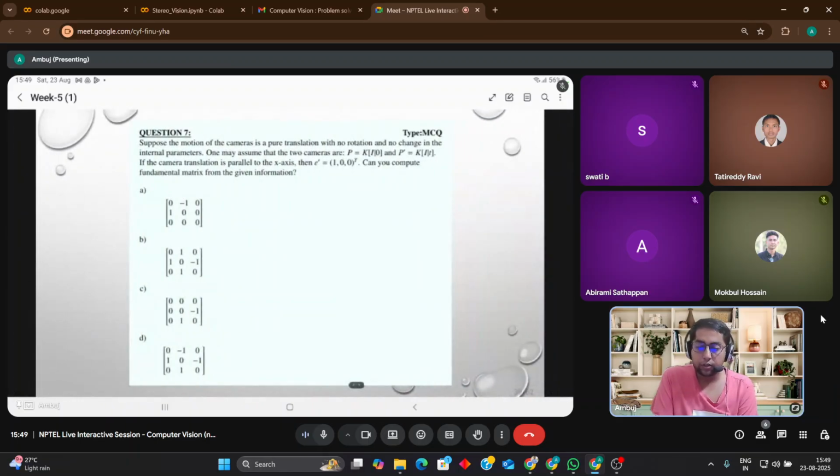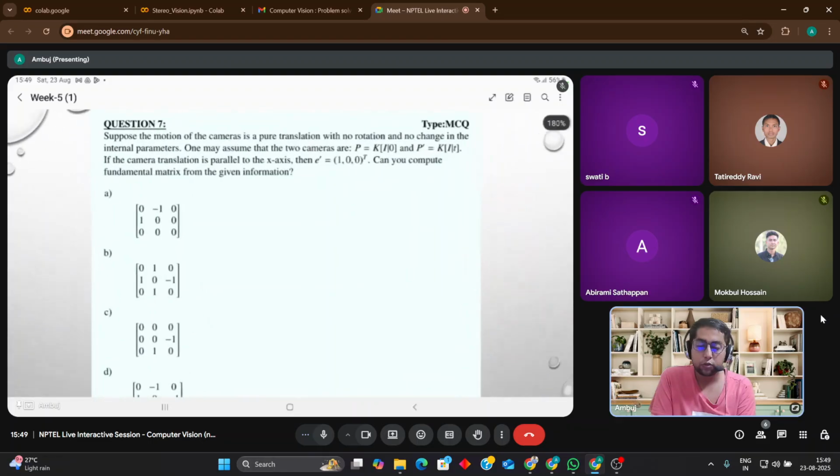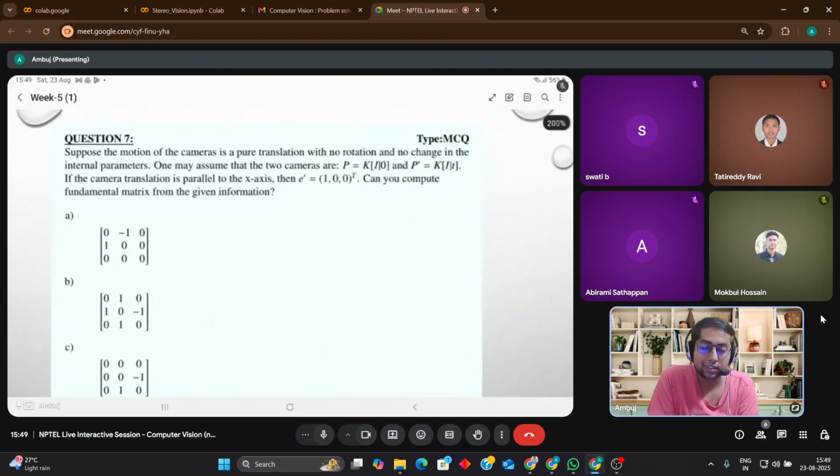Moving forward, suppose the motion of the cameras is a pure translation with no rotation and no change in the internal parameters. One may assume that the two cameras are P and P dash. If the camera translation is parallel to the x-axis, then E dash equals (1, 0, 0) transpose. Now, can you compute the fundamental matrix from the given information?